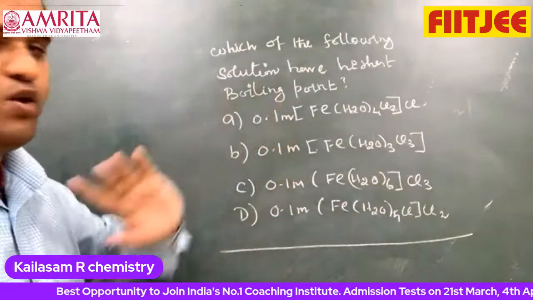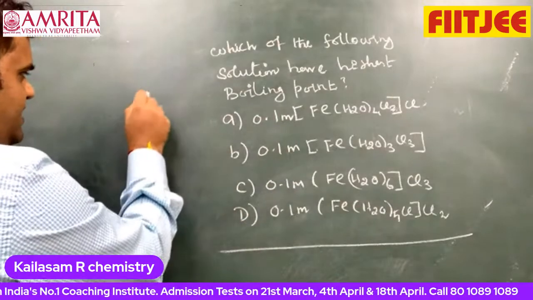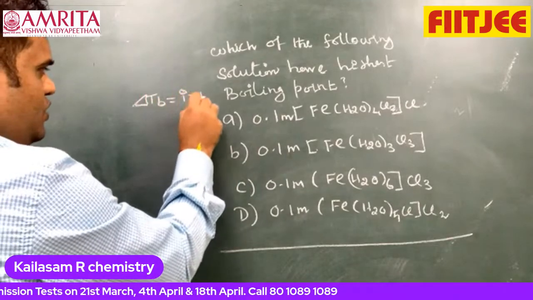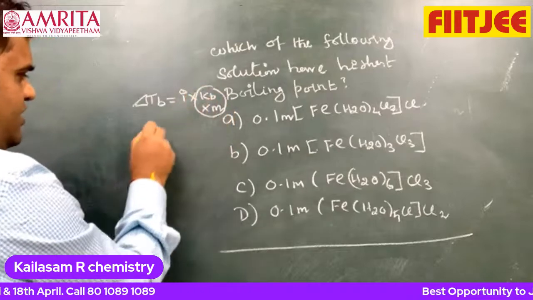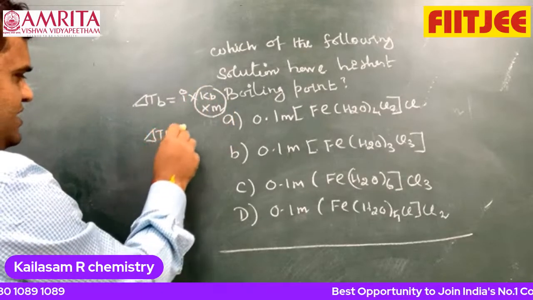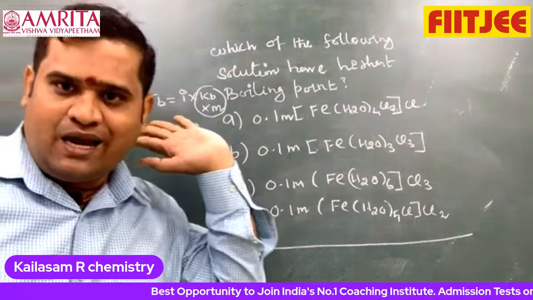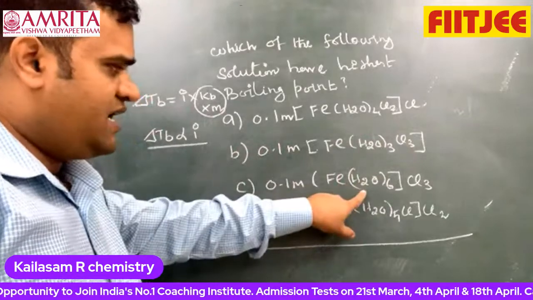Now I will take the options one by one. How do they dissociate? Look at this. Now I write the formula: delta Tb is equal to i into Kb into m. Anyway, Kb and m must be constant. Therefore, delta Tb is directly proportional to i. If the i value is higher, delta Tb is higher, not lesser. Now, definitely option C is the correct option.